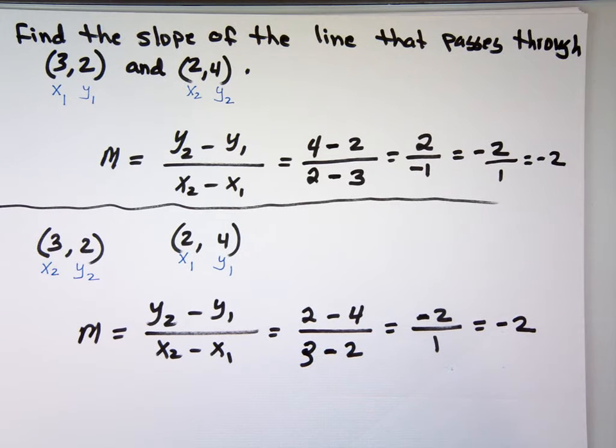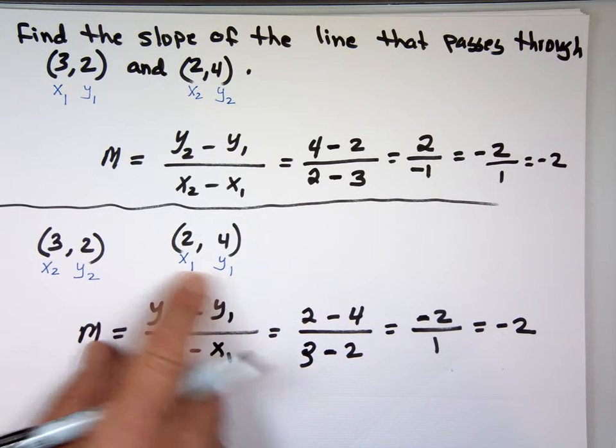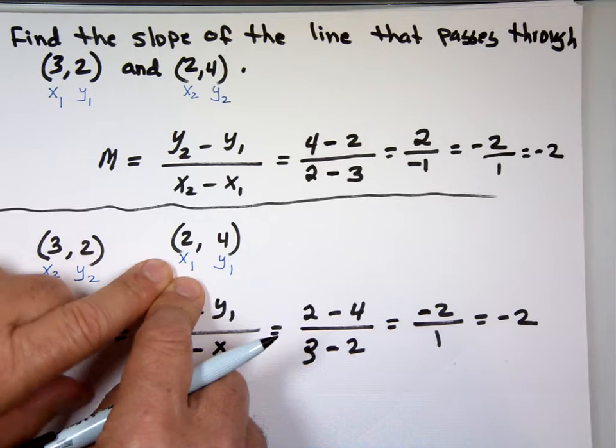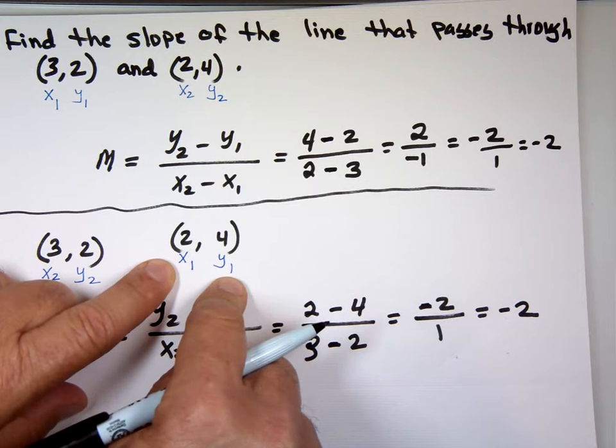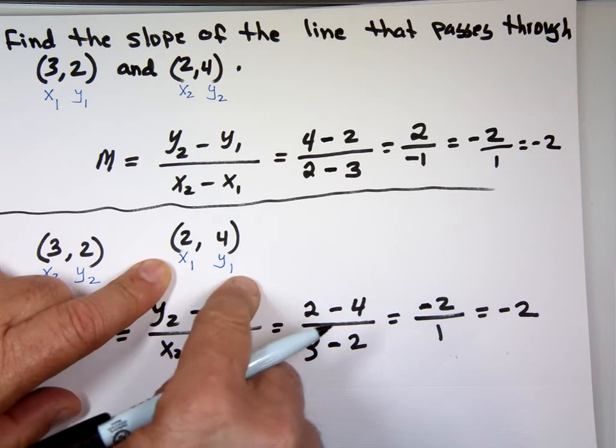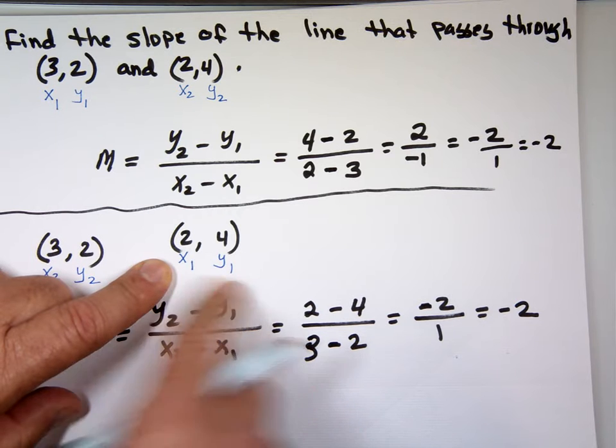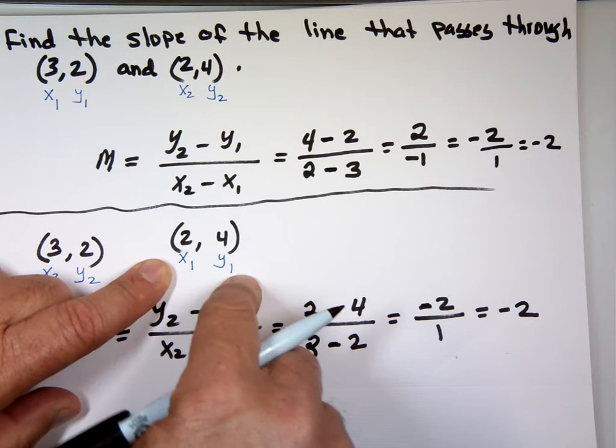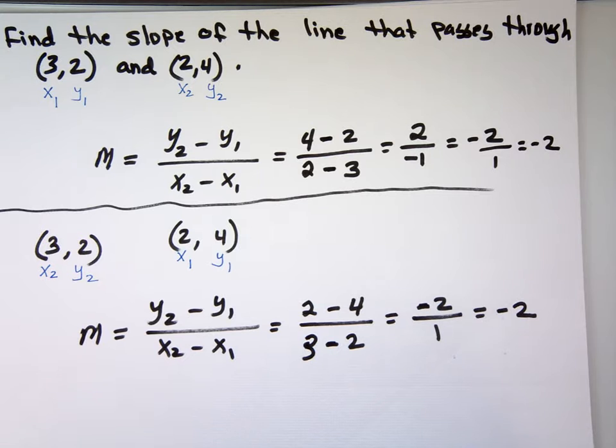So it doesn't really matter which one you call point 1, which one's point 2. What does matter is, if you call this one point 1, this is the x value of point 1, and that has to be the y value of point 1. You can't call it x1, y2. So once you label this as 1, this is also 1. This is 2, that's 2. They go together.